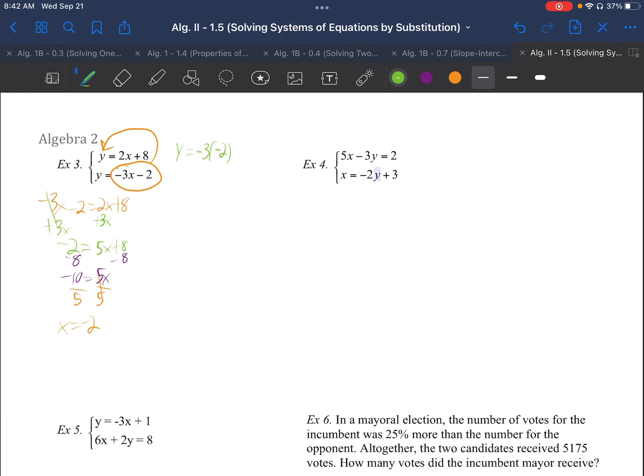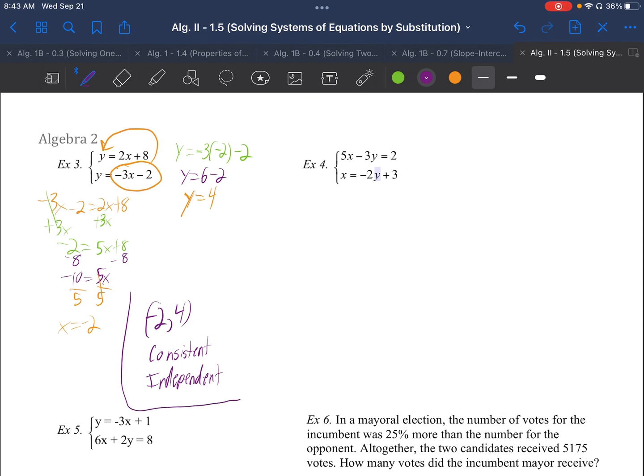Y equals -3 times -2 minus 2. So -3 times -2 is +6 minus 2. So y is 4. And you'd have gotten the same answer had you plugged it into the top equation. So our ordered pair is negative 2 comma 4. We have exactly one solution, so it is consistent because there was a solution at least, and it is independent because there's only one solution.